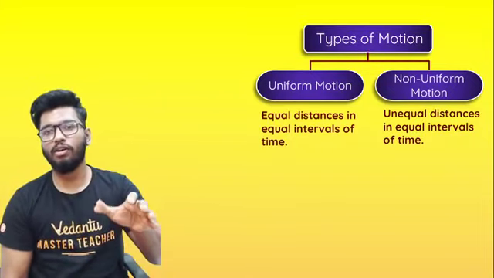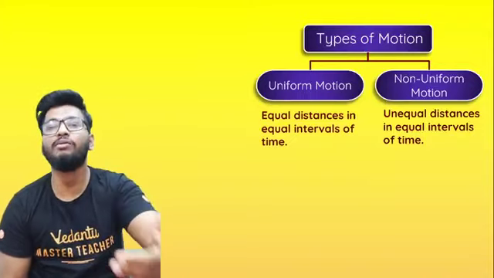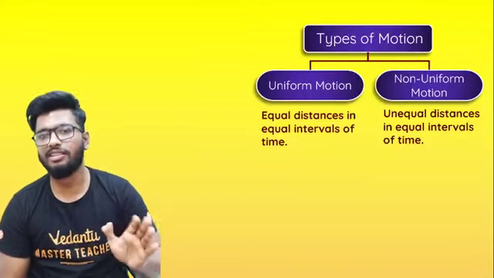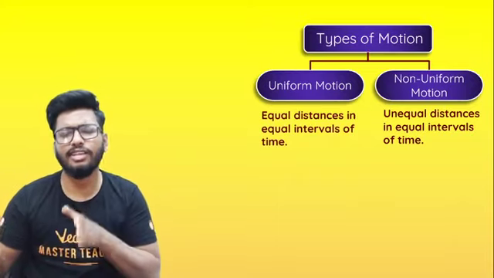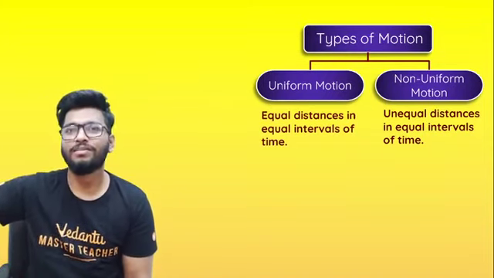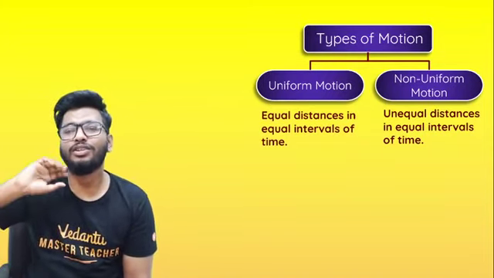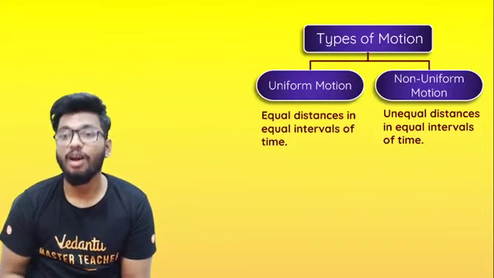Uniform motion is when a body is moving in a straight line and covering equal distance in equal intervals of time. So for example, let's say that in every 5 seconds, the distance covered by a car is 10 meters. Next 5 seconds, again, it's 10 meters. So that means that he's going at a constant speed. That type of motion is what is called uniform motion.